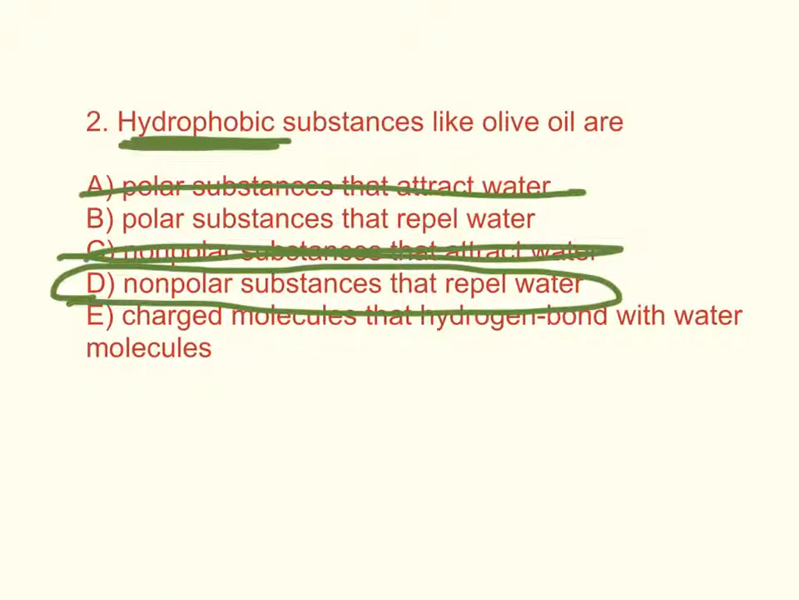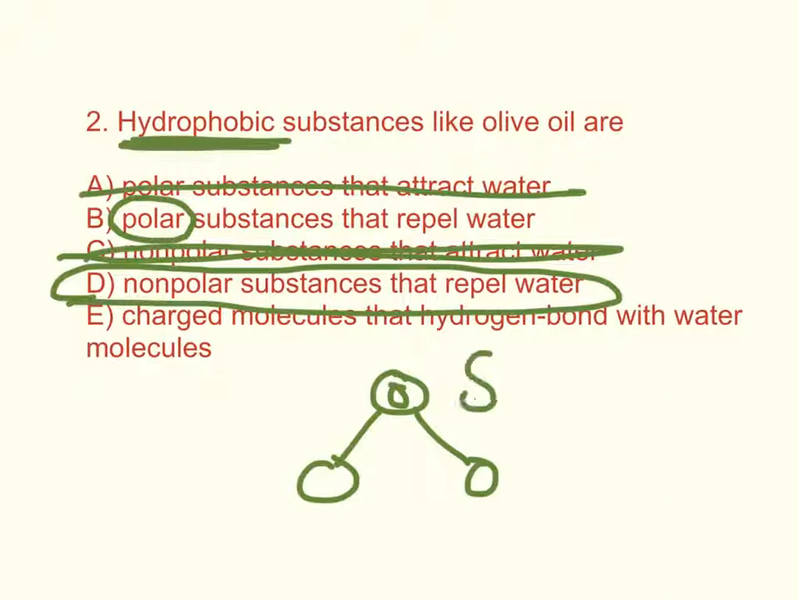Now, let's look at B. Polar substances that repel water. Well, if you remember from what we learned in the concept video, polar substances actually attract water because water is a polar molecule. Water has the partial negative charge at the oxygen end and the partial positive charge at the hydrogen ends. So B is incorrect.